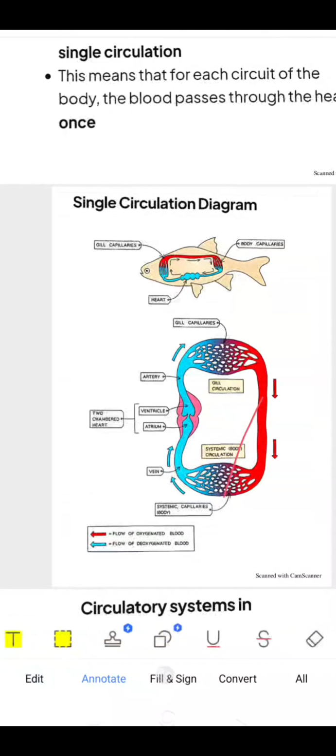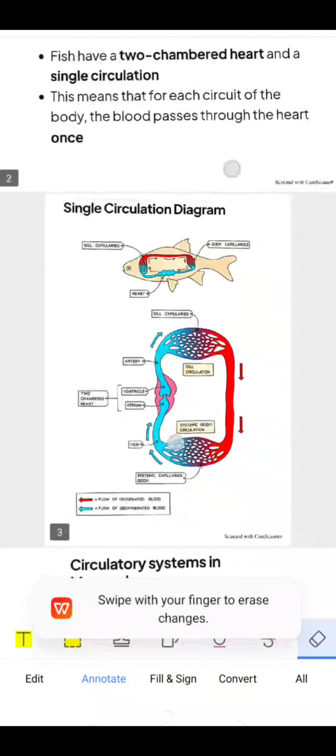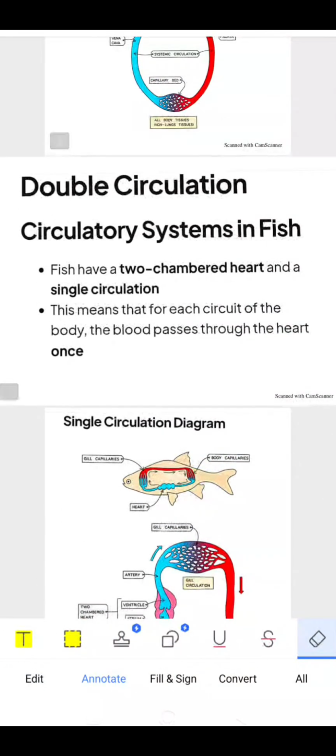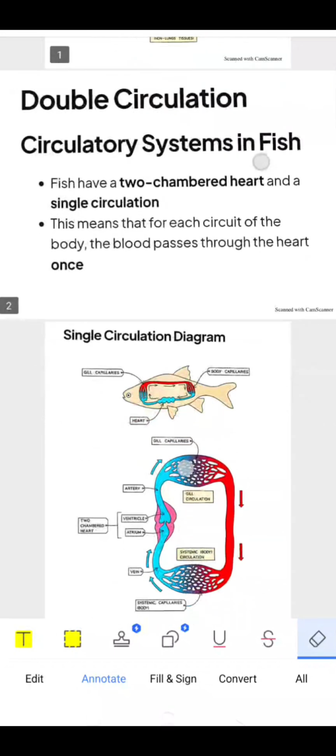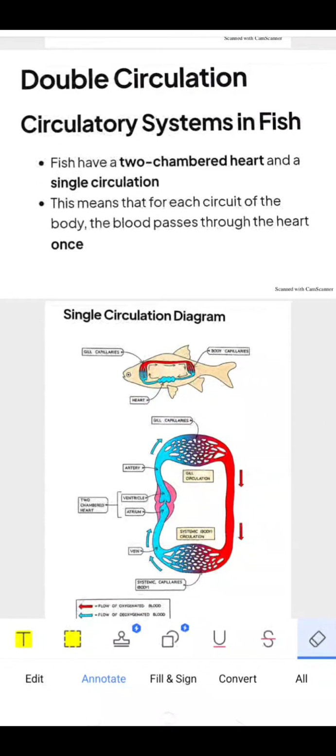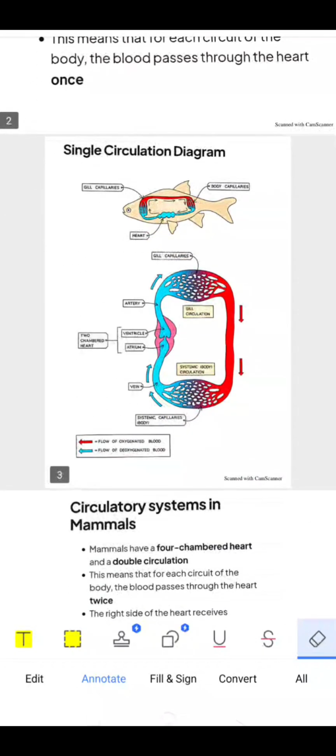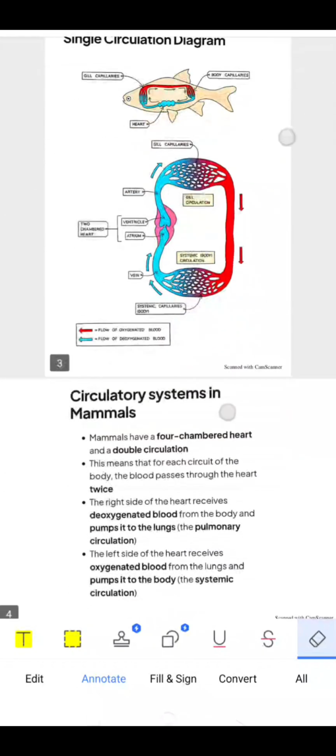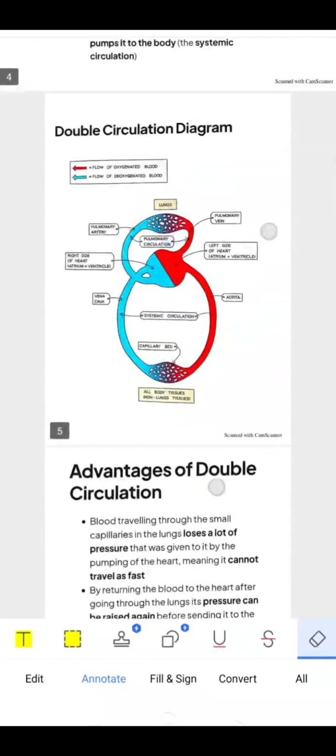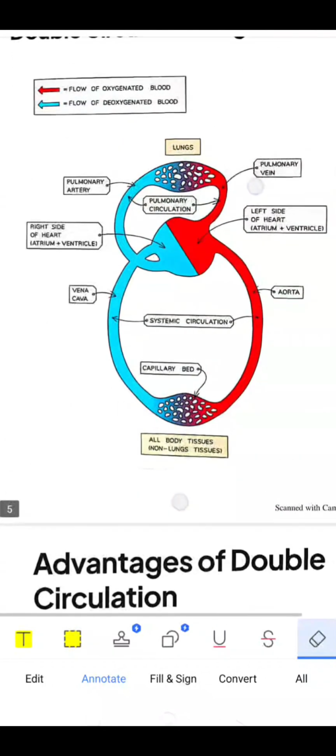Now, what is the double circulation? Double circulation is a type of circulation in which the heart is receiving the blood two times. So this is the double circuit circulation. Okay, now come to this diagram, that what is double circuit circulation.